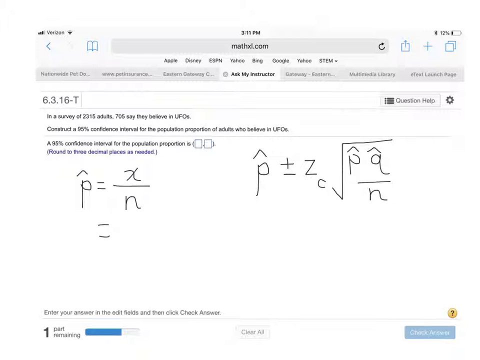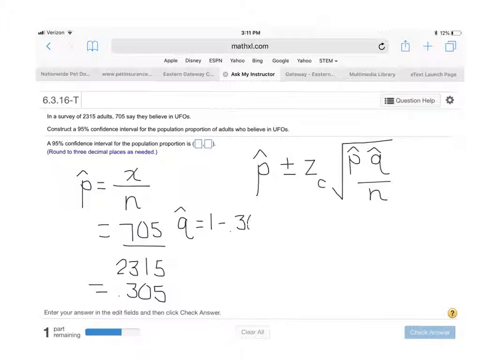So the number that believe in UFOs was 705. The total number sampled was 2,315. So when we divide those, we have our p hat. This is equivalent to about 0.305. Q hat, we know, is always 1 minus that p hat value. So 1 minus 0.305 is our q hat, and that will equal 0.695.